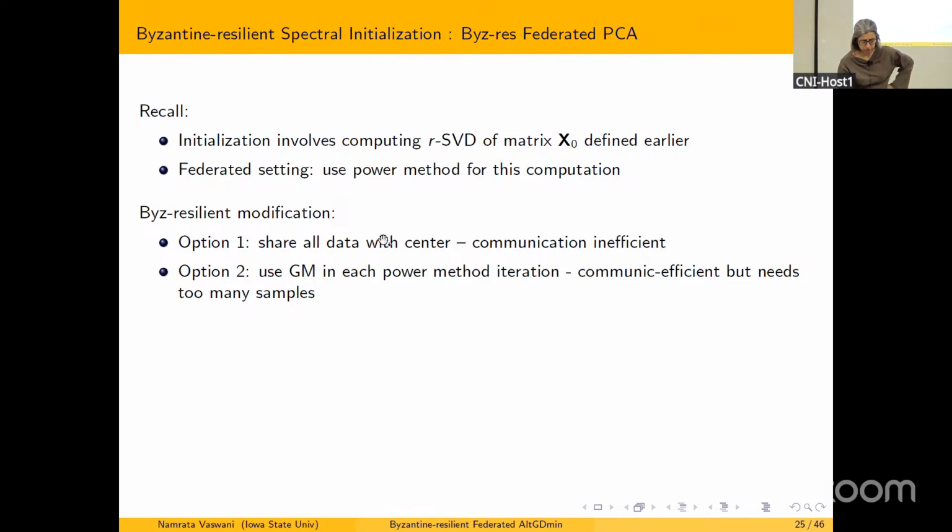The first solution is very inefficient because you're sharing a lot of data. The second solution is communication efficient. It's actually the best in terms of efficiency, but it needs way too many samples. And the brief intuitive reason for that is that the power method also starts with a random initialization. So at the very first iteration, your estimates of U are very bad. So different estimates from different nodes will not be very close. And then the geometric median of them will fail. And then the whole thing breaks down.